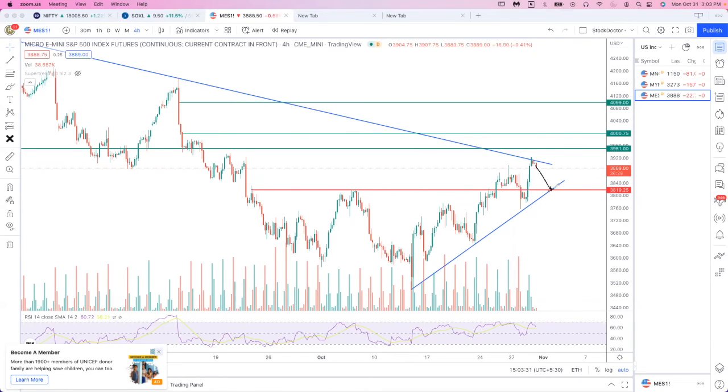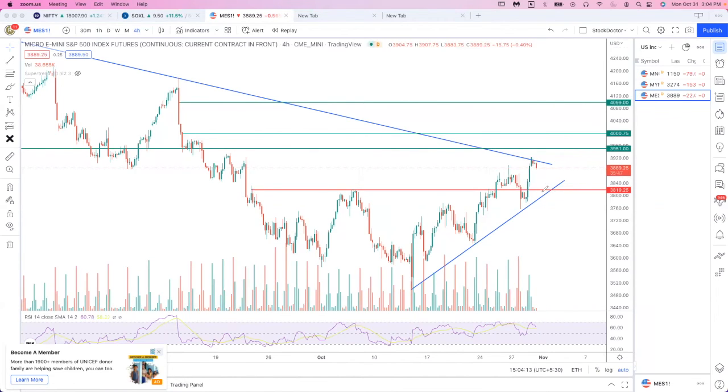Around 3810, 3820, if it gives the upside again, then the most important level to watch out for is 3900. Once it starts trading above 3900, you are going to see a lot of upside in the S&P 500. The first target would be 3950, the second is 4000, and the next one is 4100. These are the targets I am looking at in the S&P 500.